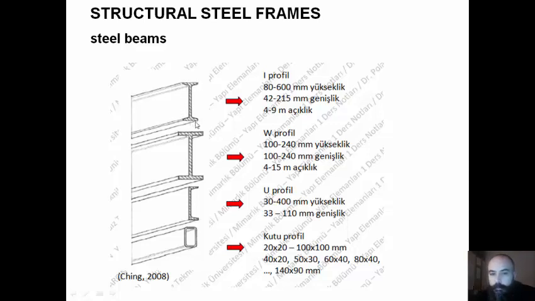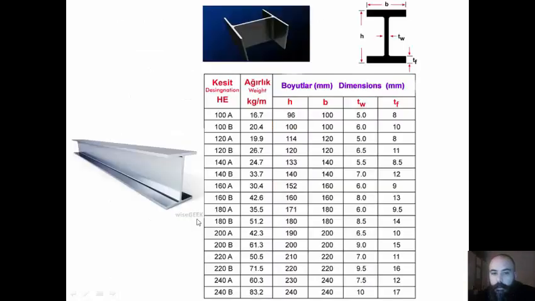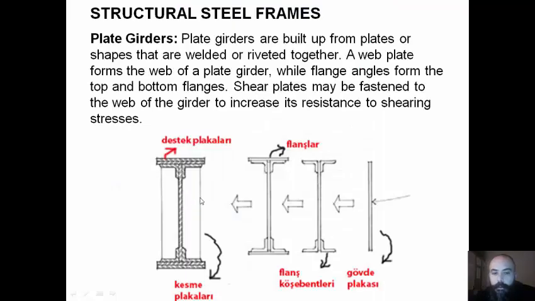For the steel beams, again we can use ready profiles such as this W-shaped profile, or we can create our own beams such as plate girders. Plate girders are built up from plates or shapes that are welded or riveted together.